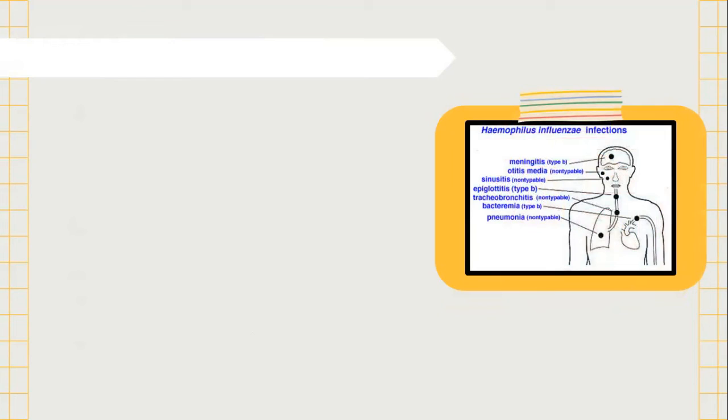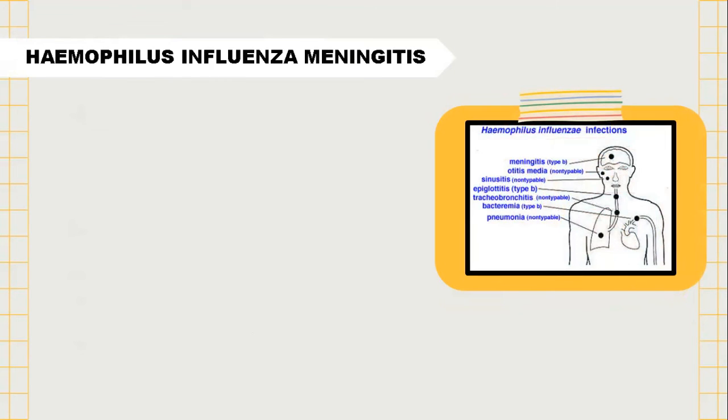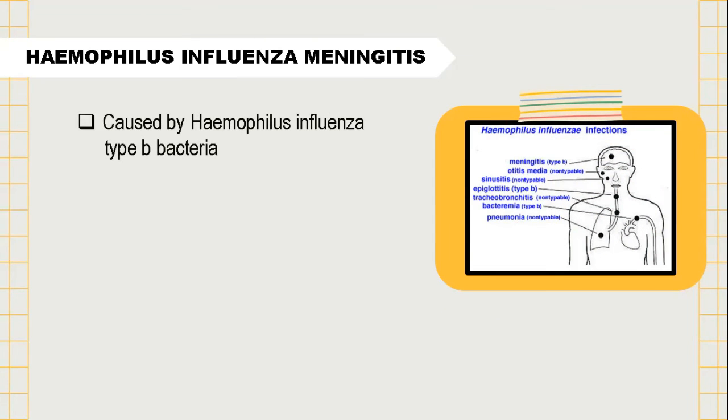So next is the Haemophilus influenzae meningitis. That is a major cause of bacterial meningitis. Haemophilus influenzae meningitis happens after an upper respiratory infection. It usually spreads from the lungs and airways to the blood, then to our brain area. It is caused by Haemophilus influenzae type B bacteria.